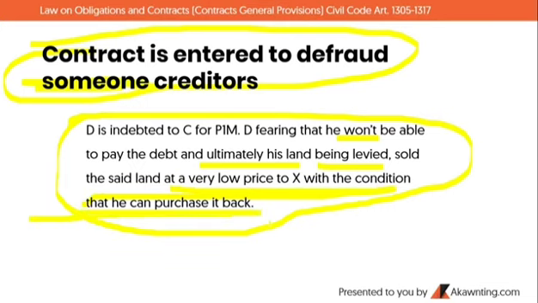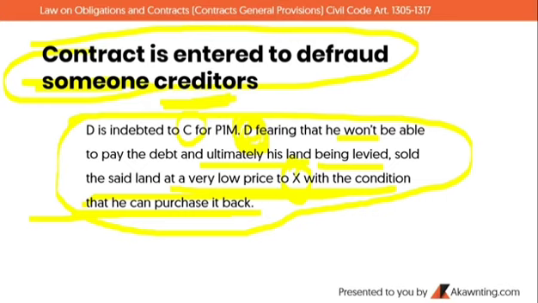So, the main contract we are looking at here is the contract between D and X. Under the Relativity of Contracts, when there is a contract between D and X, a third person cannot interfere. But in this case, C, who is a third party, can interfere. Why? Because he is a creditor who was defrauded by the acts of D. This contract between D and X will be considered a rescissible contract.